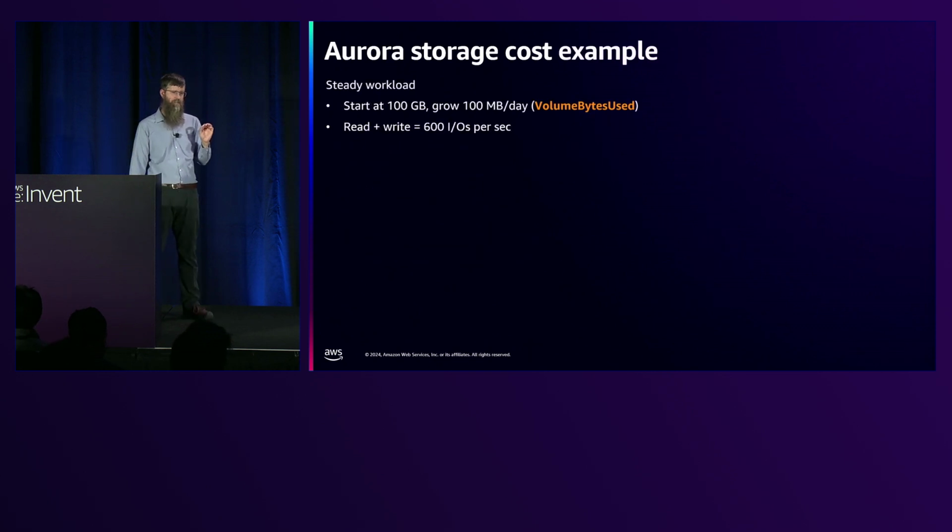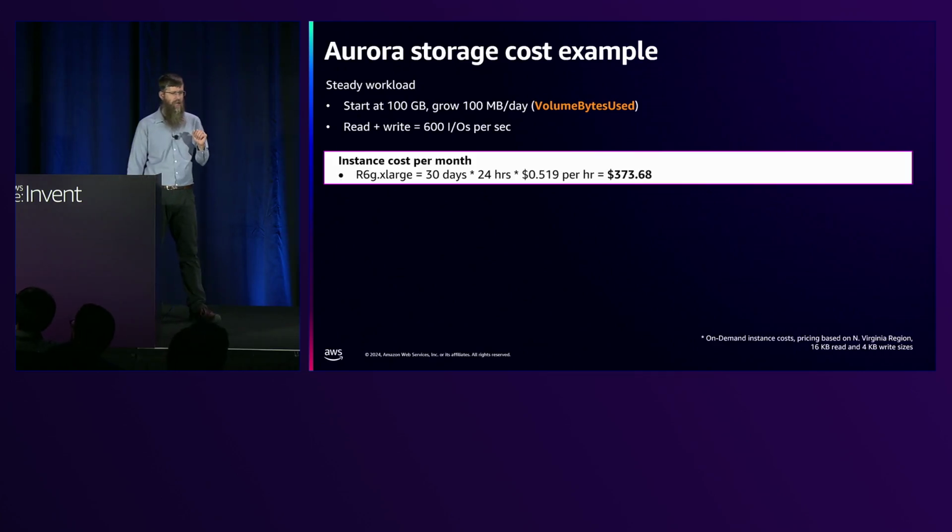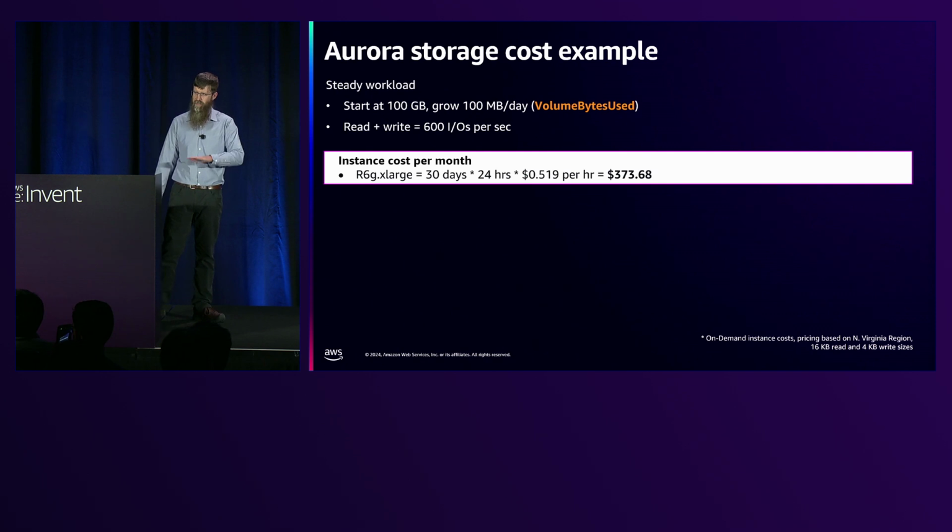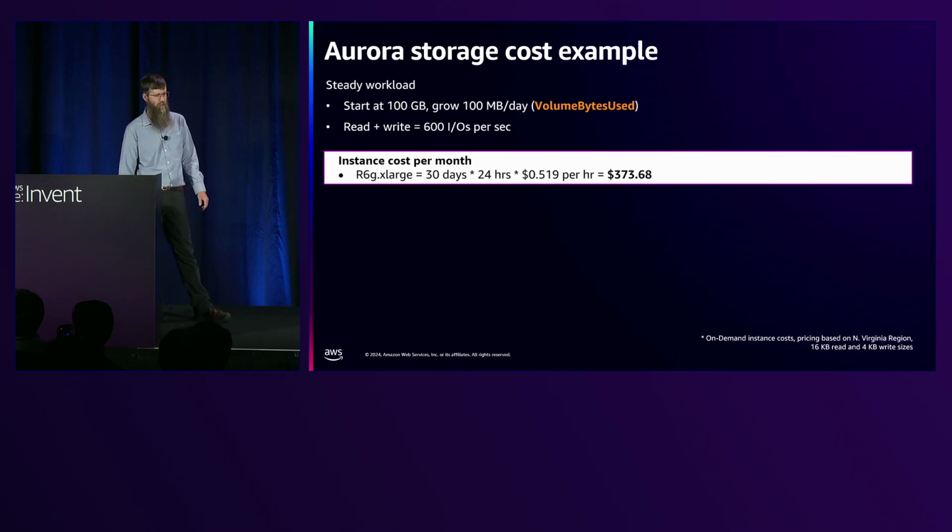Next one. So now we're going to do a little example here, just like we did before. So we start at 100 gigabytes of volume, and we're growing at 100 megabytes per day. So they can look at this in CloudWatch, any company if you like, right? So this will show their instance cost there. You can see we're using an R6G.X large. We're doing it for 30 days. Times some rate gives you about $370. We have the same proviso at the bottom there about North Virginia and on-demand instances. I'll do the same thing that Penny did for consistency, right?